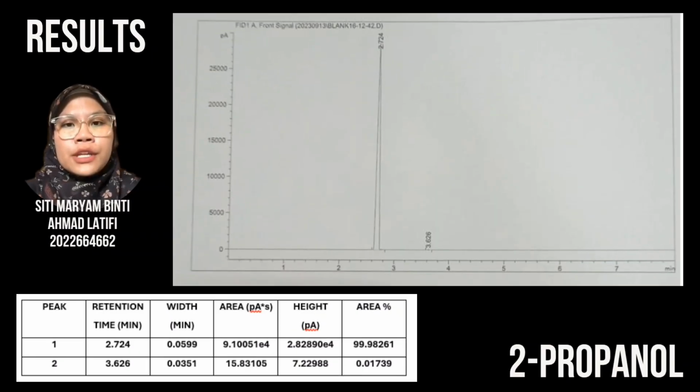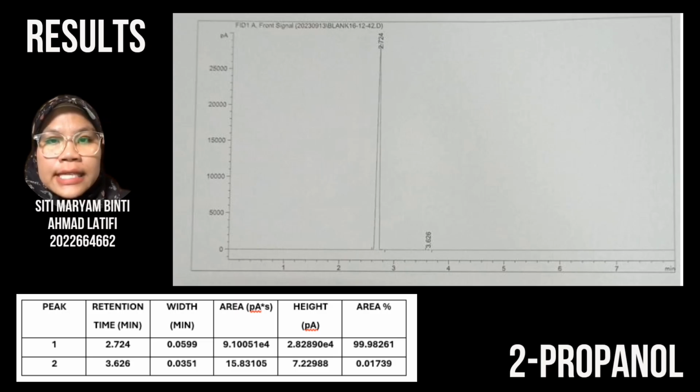Next, I want to present the results of experiment 5, gas chromatography GC. For the experiment, we want 3 compounds, which is 2-propanol and butanol, and the last one is the standard mixture at different degrees Celsius, such as 70, 100, and 140, to determine the retention time.